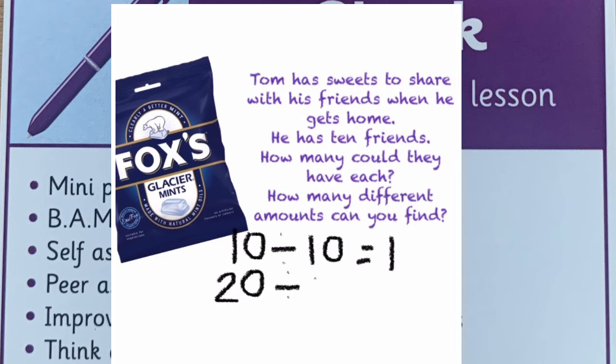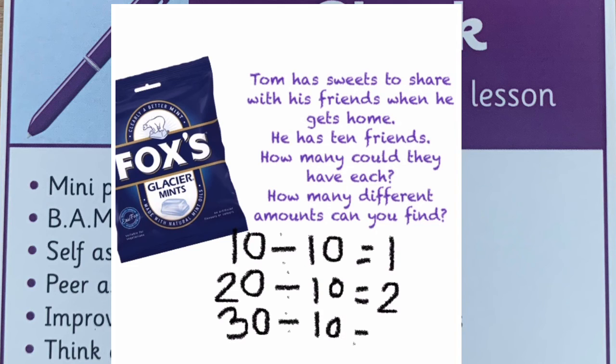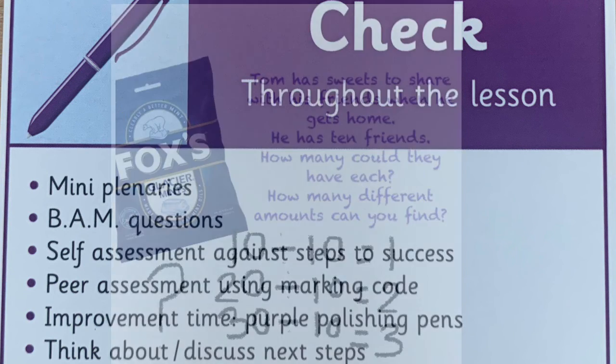So we know the lowest number he can divide equally by 10 is 10. So if 10 divided by 10 equals 1, they'd have 1 sweet each. If he had 20, 20 divided by 10 equals 2. They'd have 2 sweets each. 30 divided by 10 equals 3, so 3 sweets each. How many other different amounts did you find? I look forward to seeing them sent to our Year 2 email address.